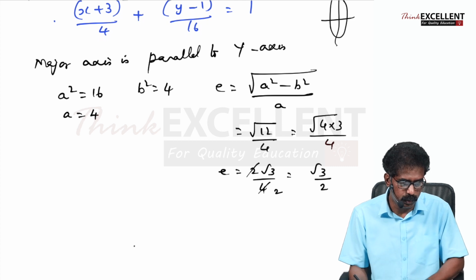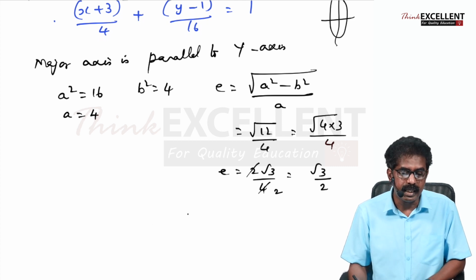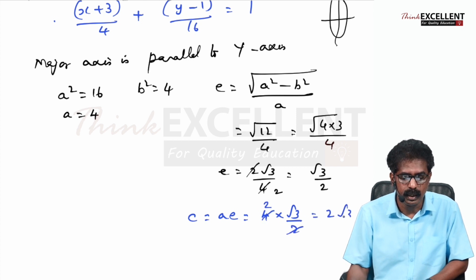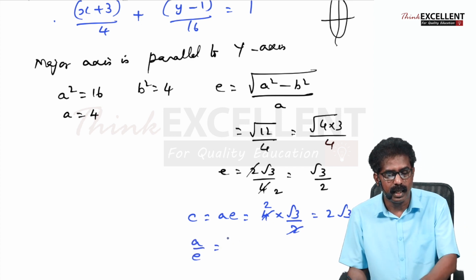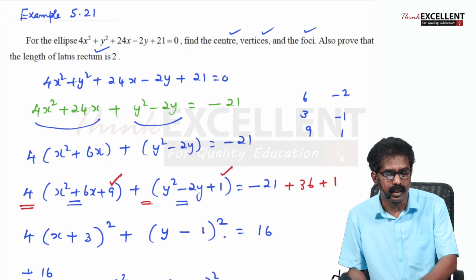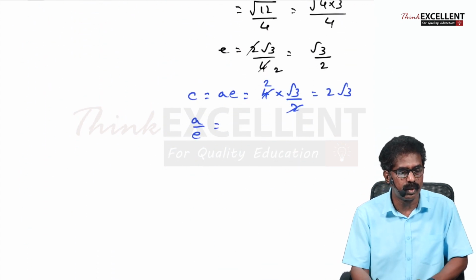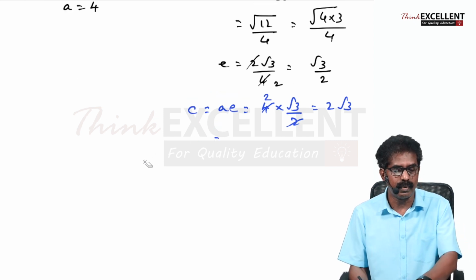Now listen, what else do you want to find? AE we need, right? So you find AE, that is c equal to AE. A value 4, E value root 3 by 2, you cancel it. So AE value is 2 root 3. A by E you also need, but here they didn't ask for the directrix, right? Okay, so center, vertex we need, then latus rectum only. So A by E we don't want for this question. If they ask for the equation of the directrix, you need that also. Now let us see one by one.